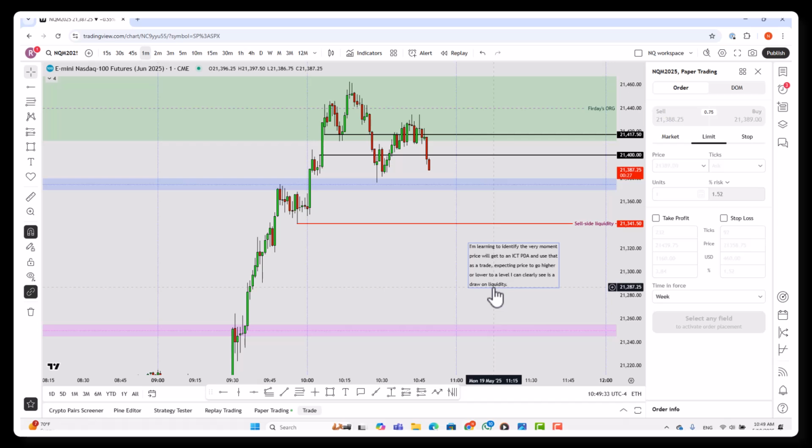So we can see here that our breaker worked and the Friday opening range gap worked now as an inversion level. So price here stayed below consequent encroachment. That's a good thing. I'm watching to see if we break below this low and how we do so.